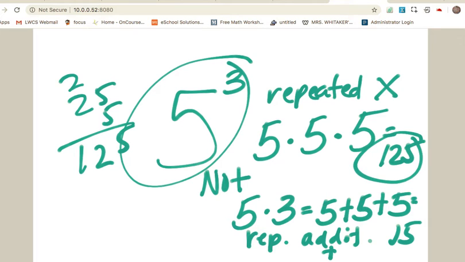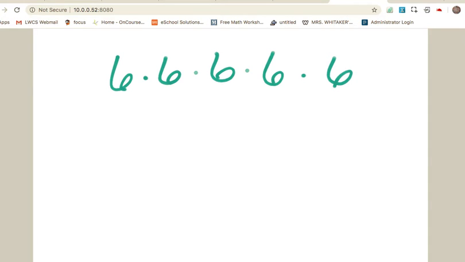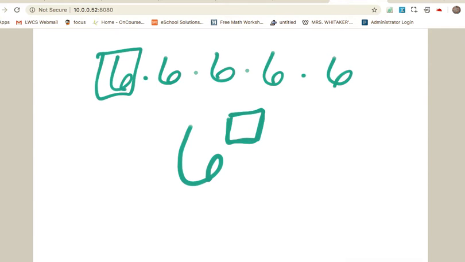Okay, what if I give you this and I write 6 times 6 times 6 times 6 times 6, and I ask you to write this in exponential notation? That means they want to see it as a power. So you got to look at first the number that they're repeating, which is 6. And remember, that number they're repeating becomes your base, that big number. The exponent, which goes right here beside in that little number, is how many times they're repeating multiplying, which would be 1, 2, 3, 4, 5. So it would be 6 to the 5th power.